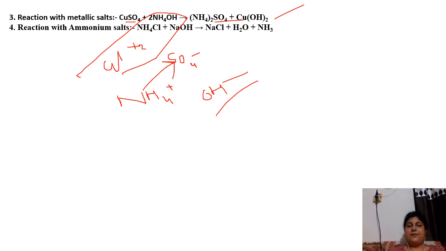The last chemical property is reaction with ammonium salt. When it reacts with ammonium salt, it result in the formation of ammonia gas. कैसे? This from over here, its negative attached with this, NaCl form and NH4OH ammonium hydroxide will be formed, which is unstable in nature and randomly it decomposes into water and ammonia.